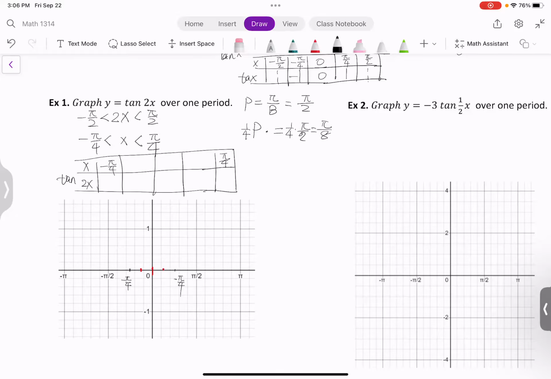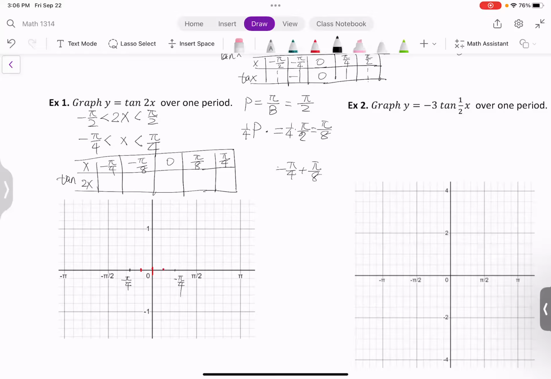Okay, so the second point is based on the negative pi over 4 plus 1/4 of the period, which is negative pi over 4 plus pi over 8. This is negative pi over 8. And then negative pi over 8 plus pi over 8 is 0. Plus pi over 8 is pi over 8. And plus another pi over 8 is pi over 4.